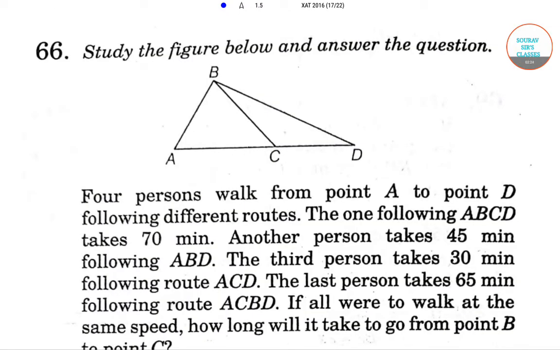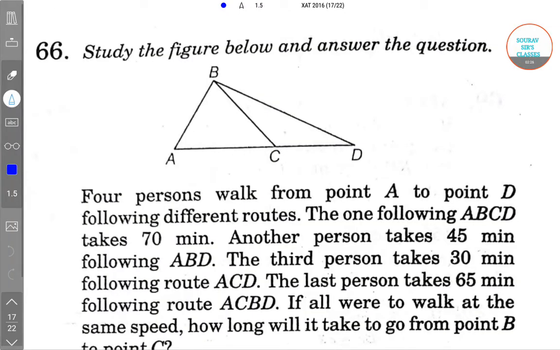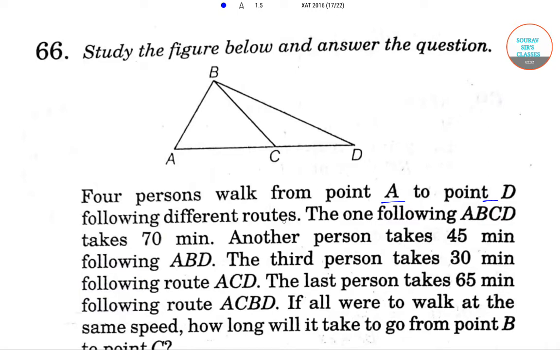The next question is, study the figure below and answer the question. 4 persons walk from point A to point D following different routes. The person following ABCD takes 70 minutes. So A to B, then C, then D takes 70 minutes. Another person takes 45 minutes following ABD. So ABD takes 45 minutes.